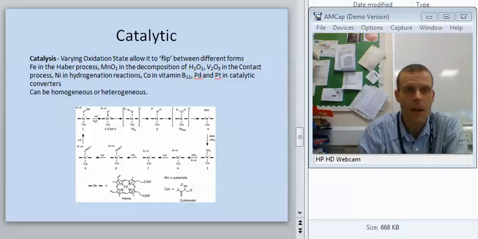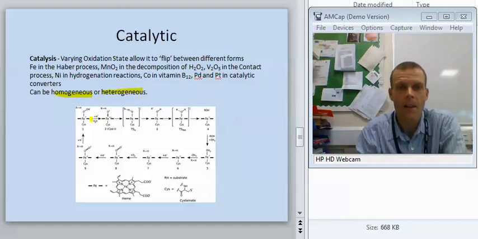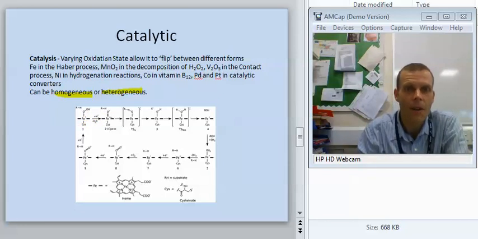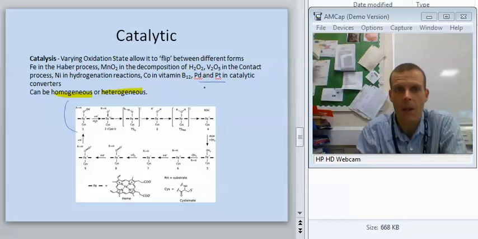Now, 2 terms just to highlight: homogeneous, heterogeneous. Homogeneous is where we have our catalyst in the same phase as the reactants. Heterogeneous is where it is in a different phase. So this example here in the body would be homogeneous. Heterogeneous would be something like your solid platinum, palladium in your catalytic converters, or some solid iron in the Haber process, which uses gases as well, so it's in a different phase.